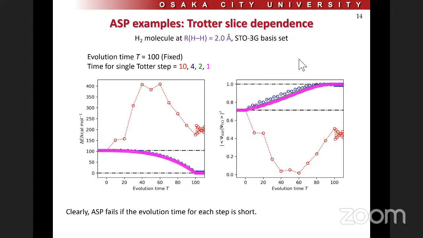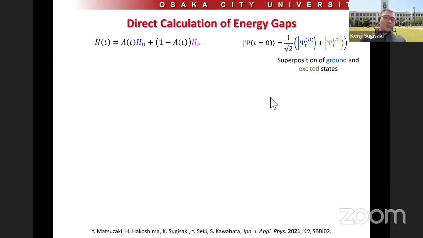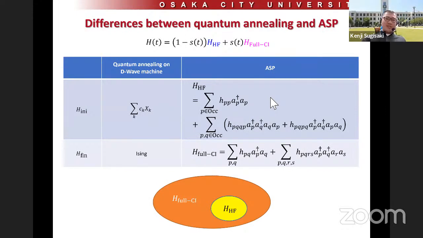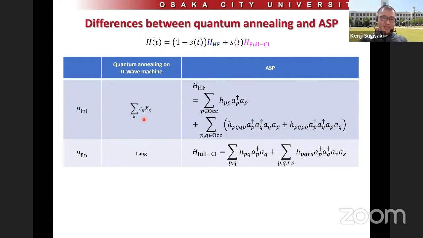Divyajyoti has a question. He's asking you to repeat the difference between quantum annealing and adiabatic state preparation, if possible. Okay, so basically in quantum annealing on the D-Wave machine, the initial Hamiltonian includes only Pauli X operators, and the final Hamiltonian, the Ising Hamiltonian, consists of only Pauli Z operators. So in quantum annealing on the D-Wave machine, the initial Hamiltonian is Pauli X and the final Hamiltonian is Pauli Z.